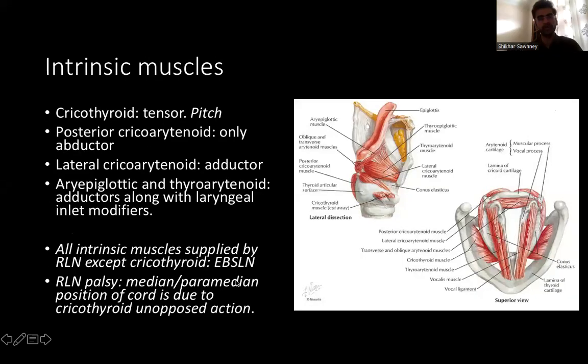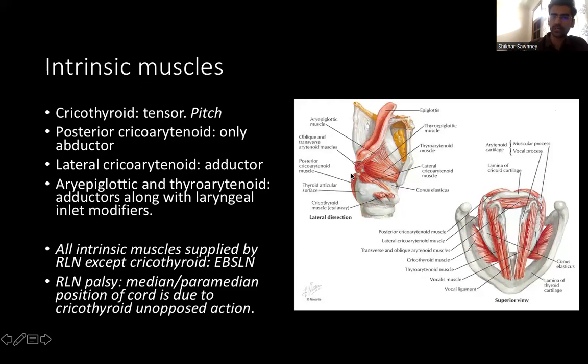Talking very briefly about the intrinsic muscles and the clinical importance that they have. The cricothyroid muscle, as the name suggests, begins from the cricoid cartilage and inserts onto the posterior part of the thyroid lamina. By altering the distance between the cricoid and the thyroid cartilage, it lengthens or shortens the vocal cord and thus is responsible for the pitch of our voice. And it is a tensor of the vocal cord.